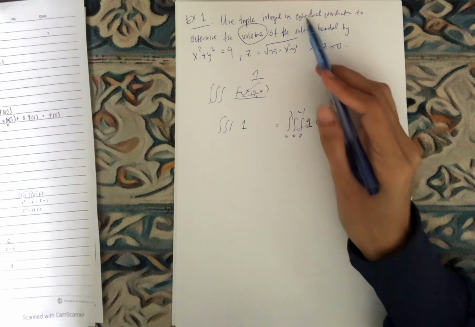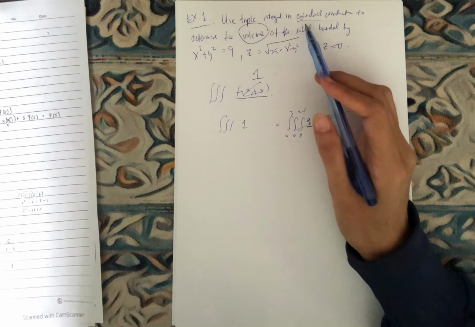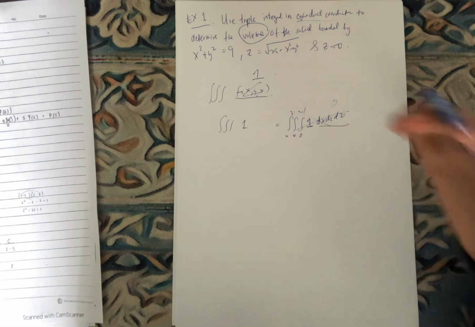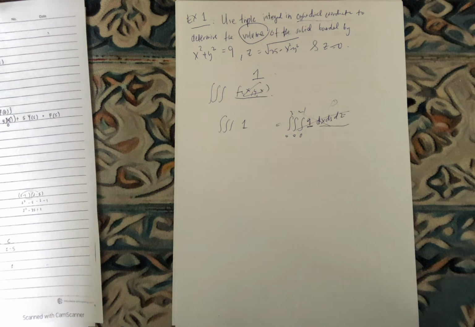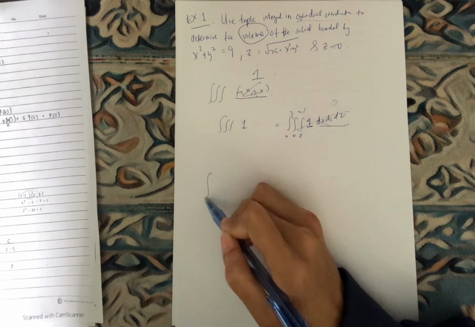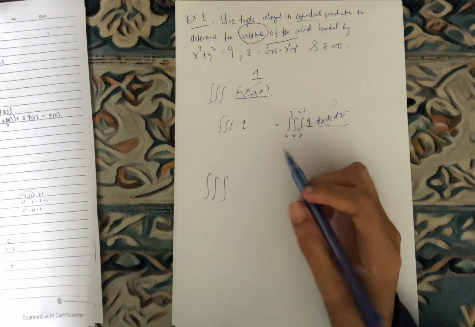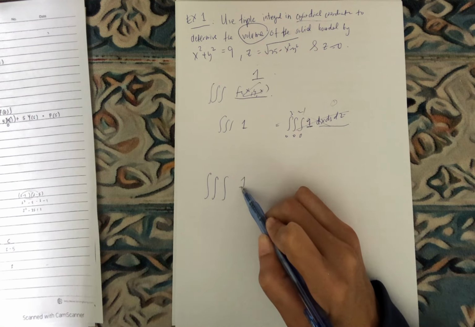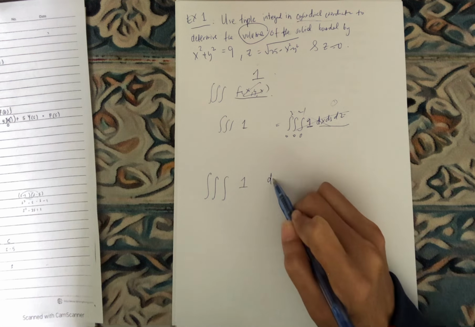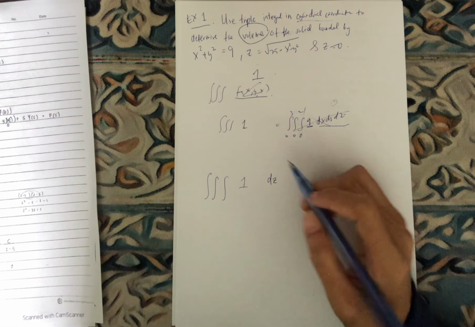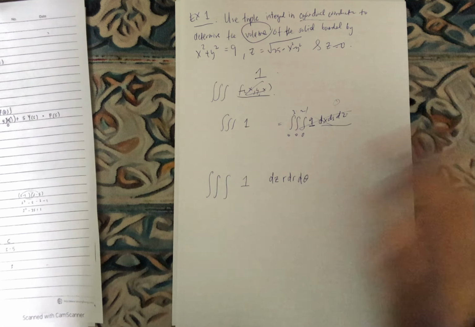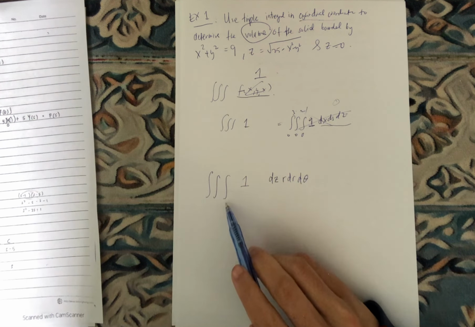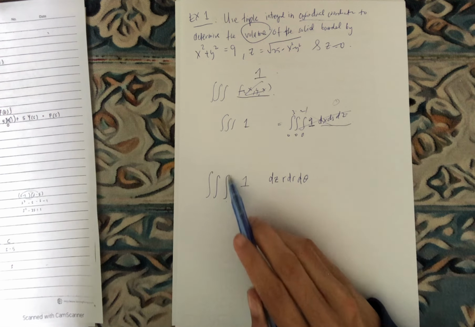Alright class, so we go back to the question now. Since this is a cylindrical coordinate, you need to transform x, y and z into r, theta and z. But maybe we just write the function first, and then we know that the differentials now will become dz, dr, d theta. Now what's the limit here? The first limit here is z.